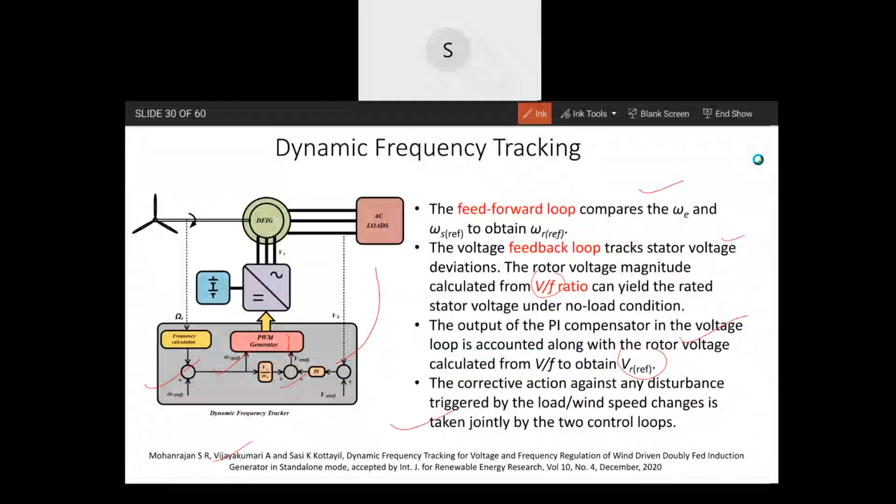So the corrective action against any disturbance triggered by the load or wind speed change is taken jointly by the two controllers, the speed and voltage. That is called the dynamic frequency tracker. Simple. You need fewer sensors and fewer controllers.